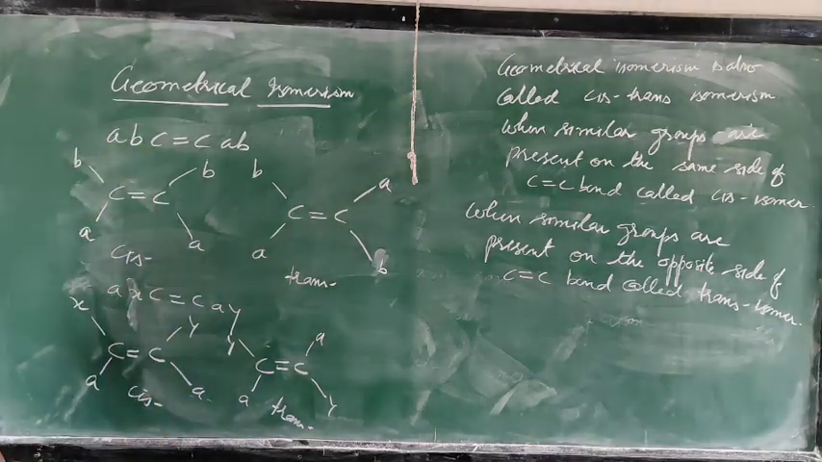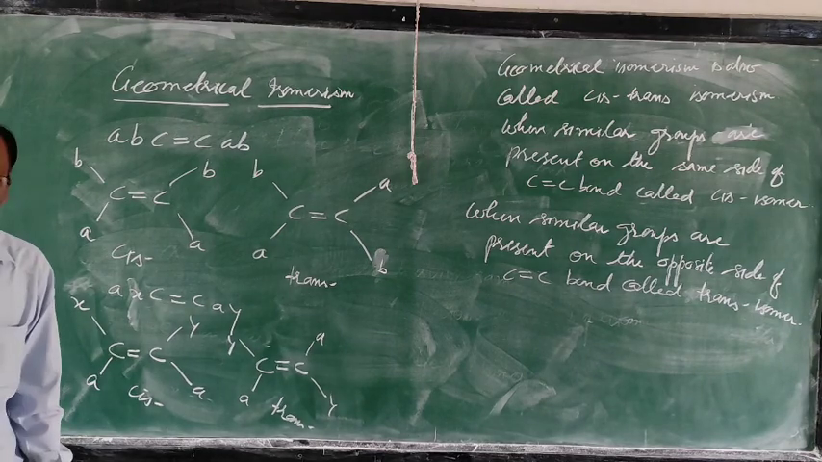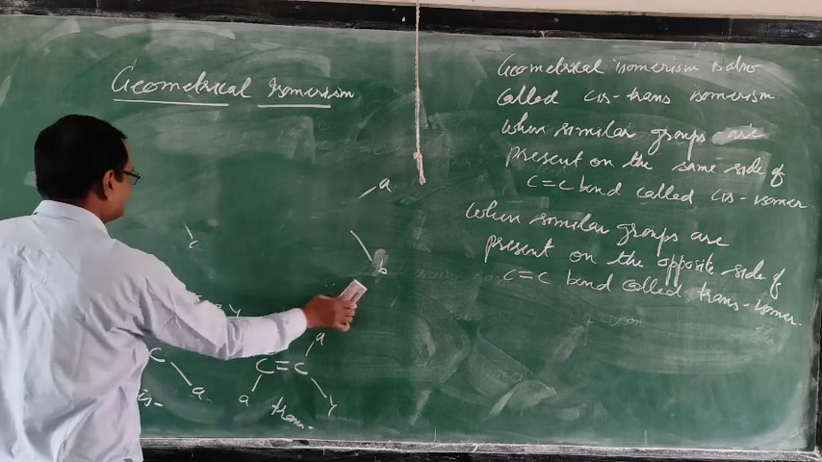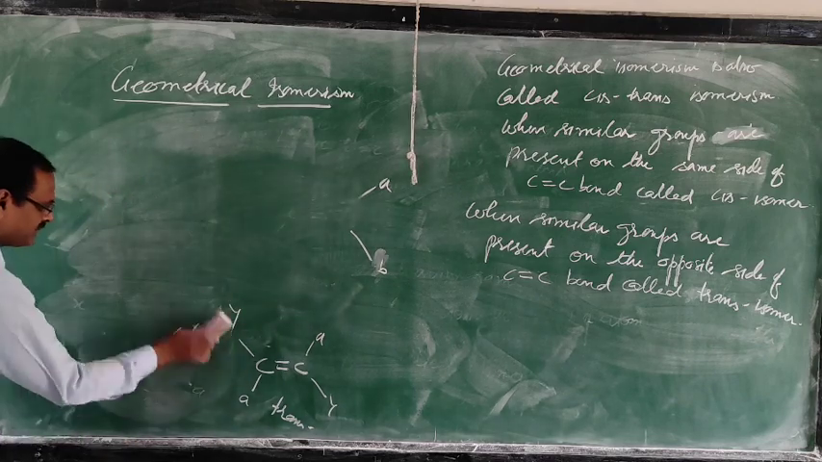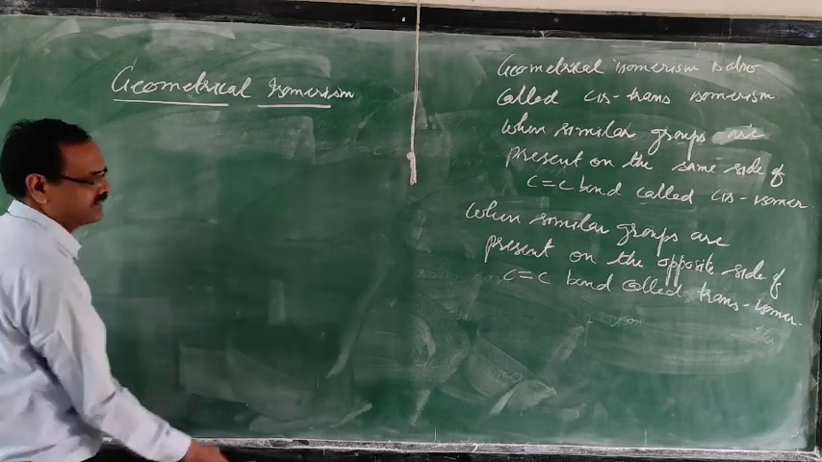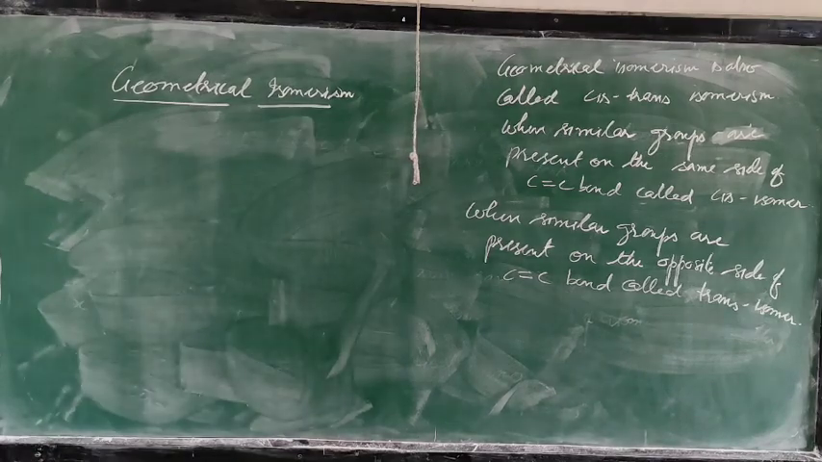So some examples of geometrical isomerism. First of all, but-2-ene. Examples of geometrical isomerism.